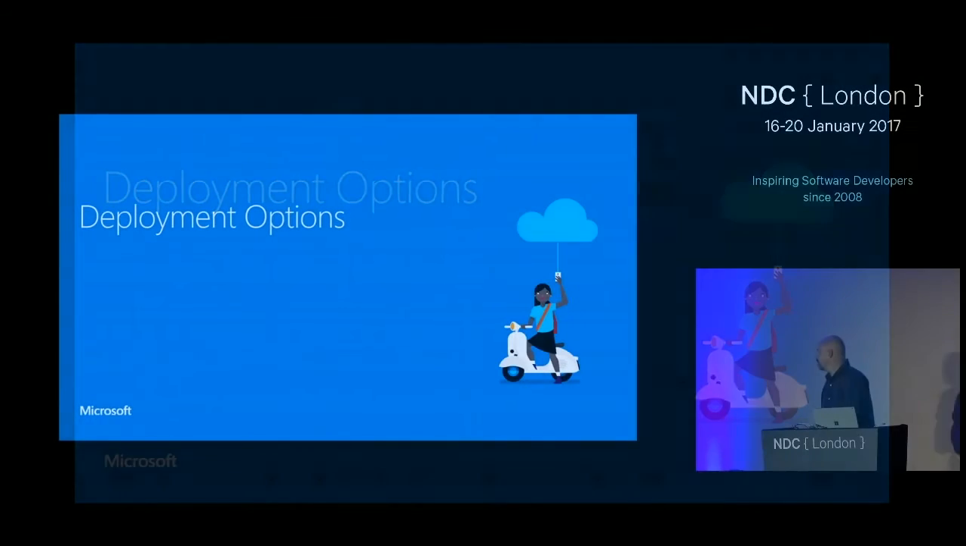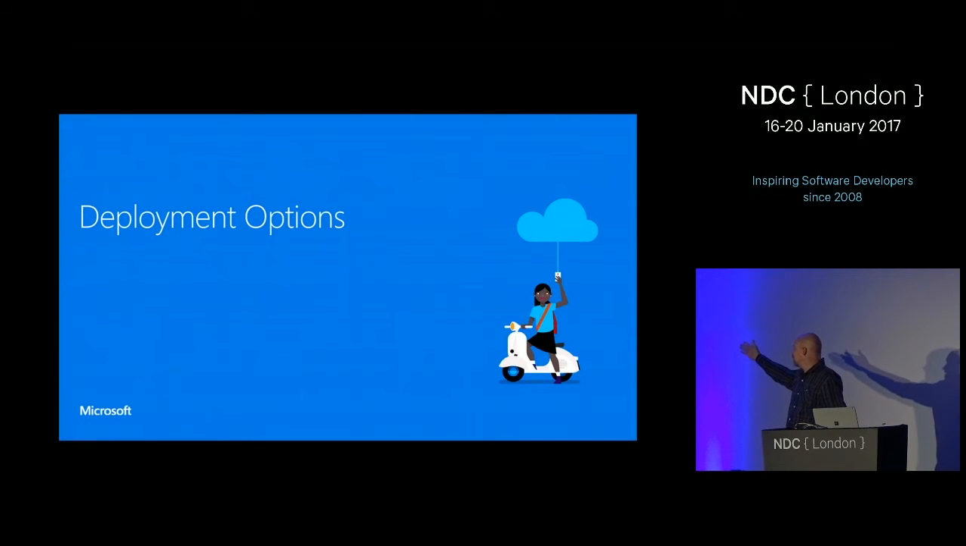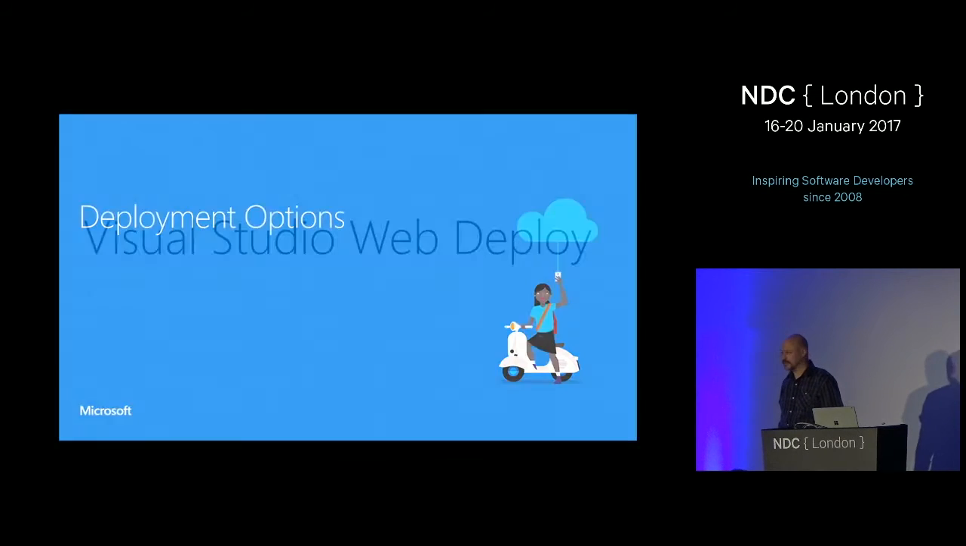So let's start with deployment options. I love to use this slide because this girl has an umbrella shaped like a cloud, and she's on a moped, and I just think it's great. So we're going to talk about deployment options first.